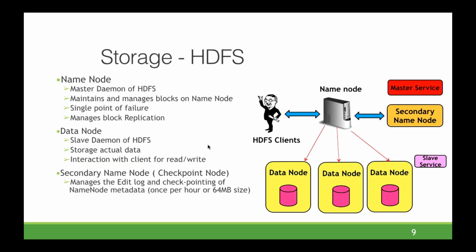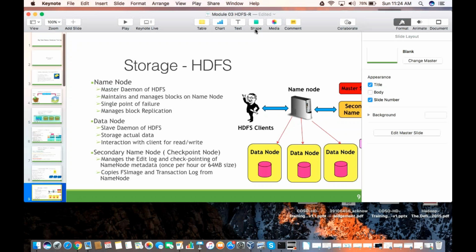Secondary name node, what does it actually do? I am talking about Hadoop 1, where the name node is the single point of failure. There is something called checkpointing. The name node has in its local file system two files: the FS image and the edit log file. The edit log file is a kind of transaction log file.